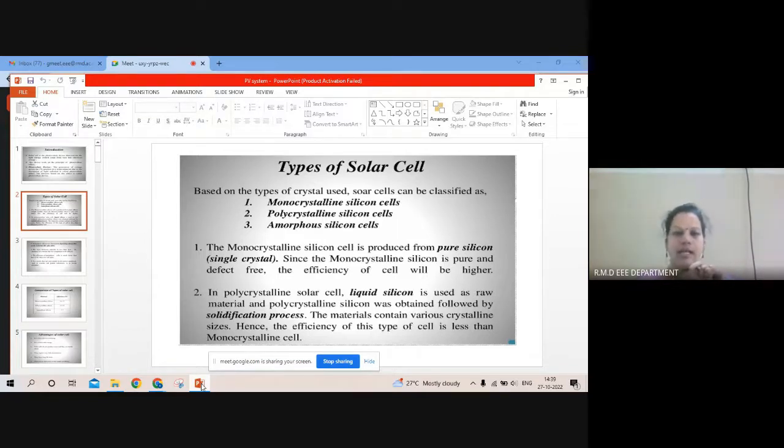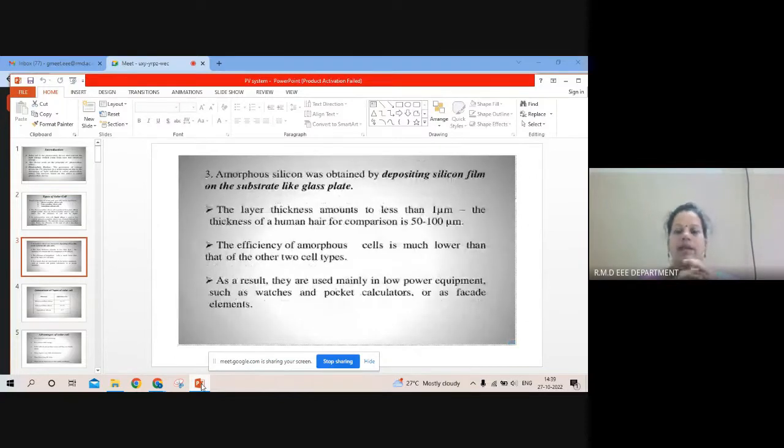And coming to the last one, the amorphous silicon cell, it is obtained by depositing a silicon film on a substrate like a glass plate. The thickness will be less than 1 micrometer, compared with a human hair of about 50 to 100 micrometers. The efficiency of the amorphous cell is much lower than the other two types, so these are widely used only in low power equipment like pocket calculators or watches, which are used in our day-to-day life.